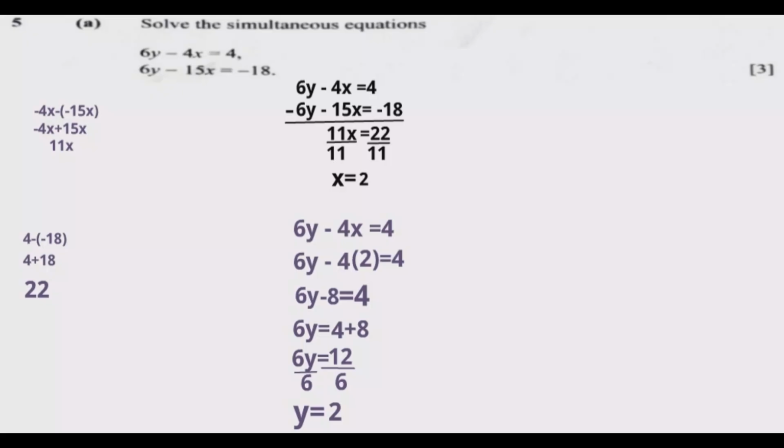So the value of y is also 2. Okay, so basically this is how you solve the equation.